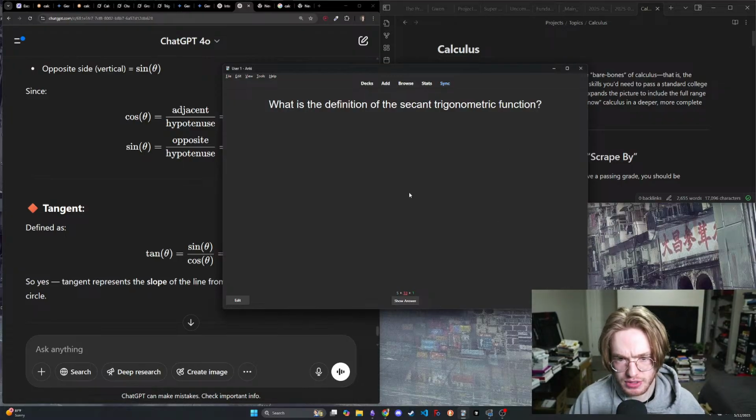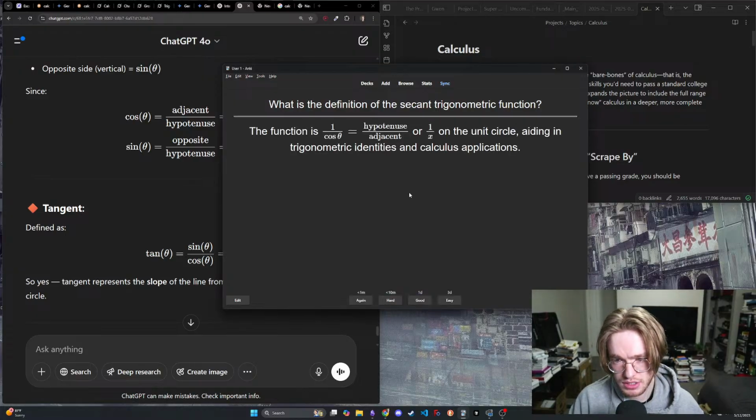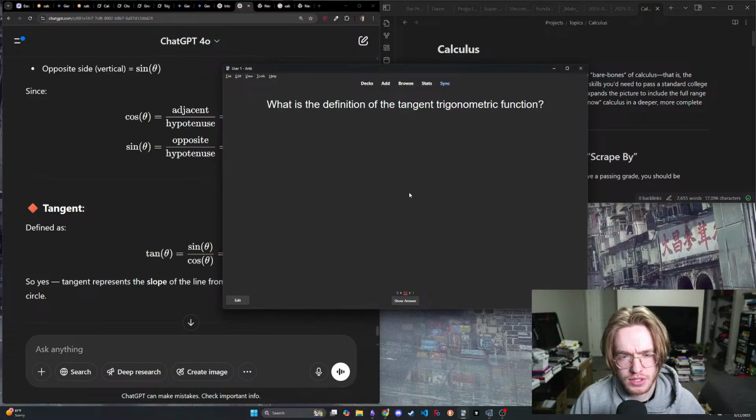The secant trigonometric function, this is the opposite of the cosine, which would mean we're hypotenuse over adjacent, or 1 over x on the unit circle. Yep. Okay. What is the definition of the tangent trigonometric function? This is opposite over adjacent.